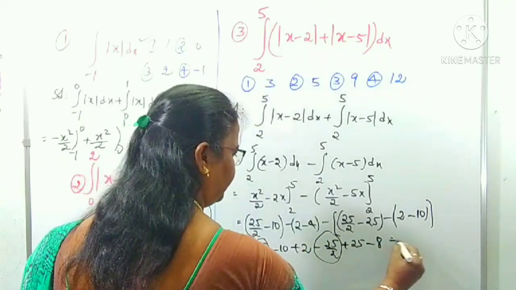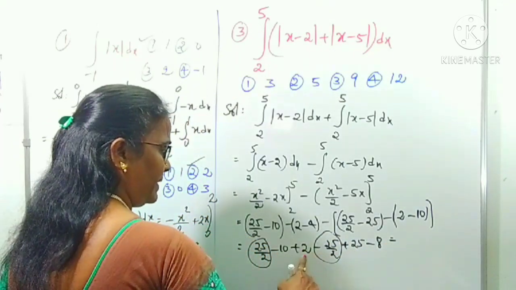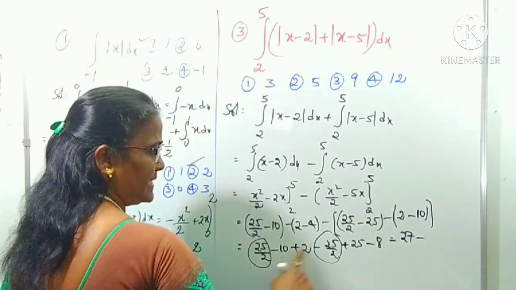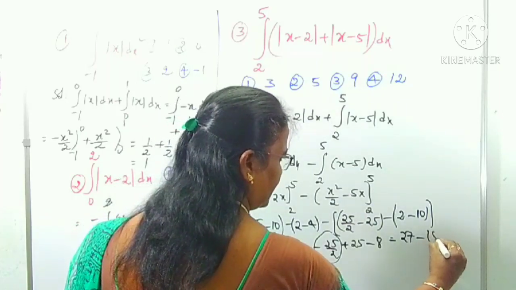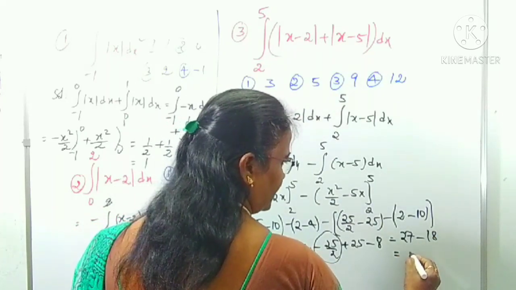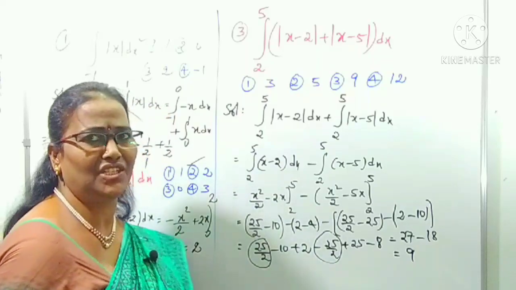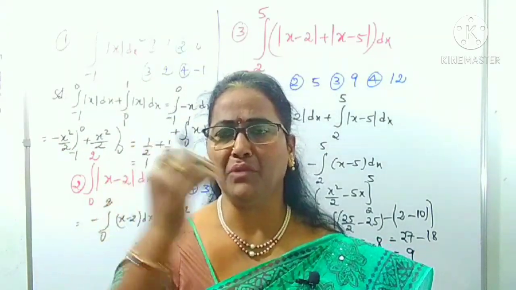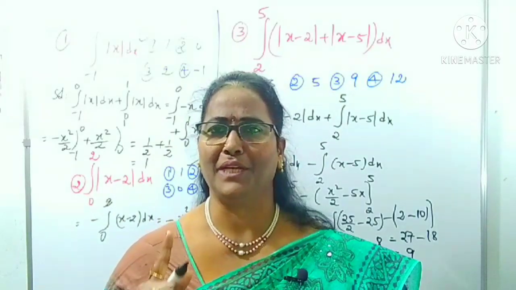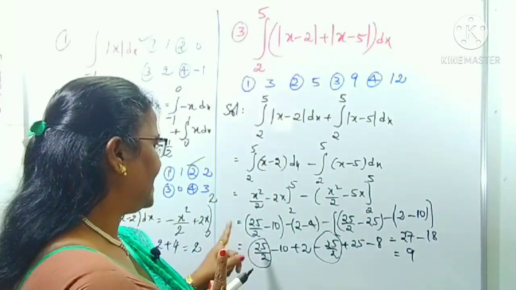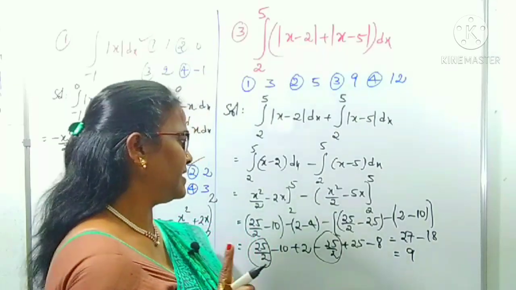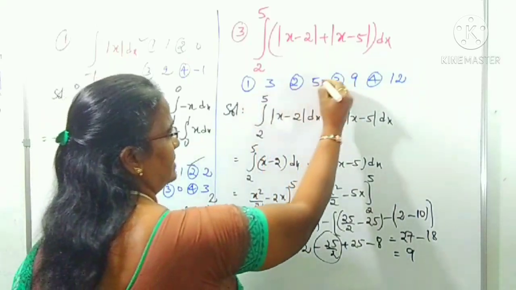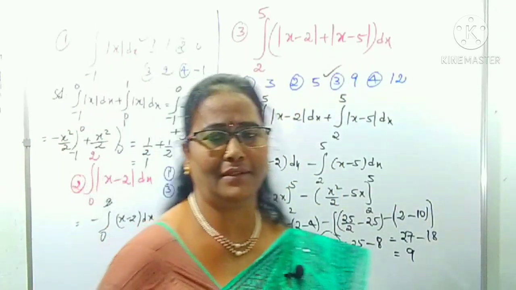Next, what is left over? 25 plus 2 is 27, minus 10, minus 8, minus 18. What is 27 minus 18? Yes, clearly 9. Simplification you can do according to your convenience, but the easy way, that also you have to minimize, because your time is important. Speed with accuracy is important. 9 we got it. Which option? It is clearly the third option. Is it clear now?